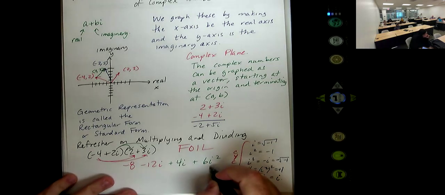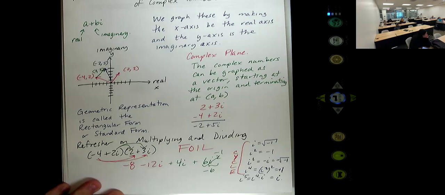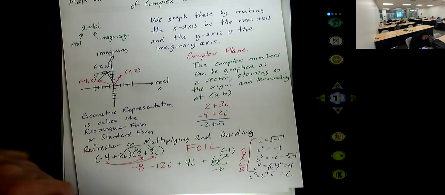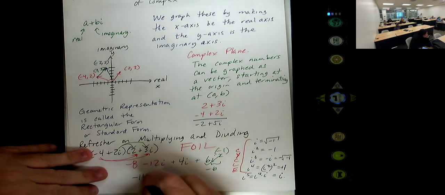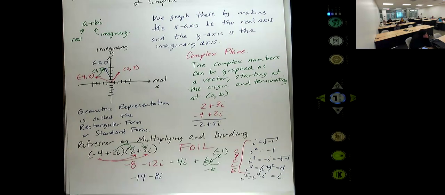But since i squared is -1, I'm gonna put the -1 there. So that makes this -6, 6 times -1. And when I combine like terms, I've got -8 minus 6 is -14. And then -12i plus 4i is -8i. This is all just refreshing algebra, other than maybe showing you the complex plane.